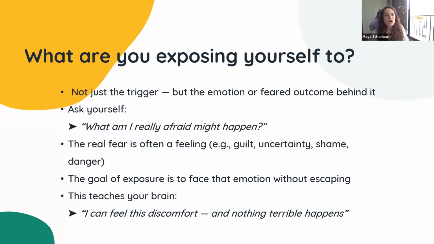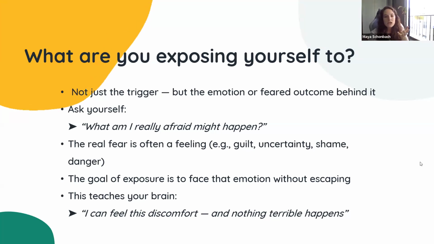Okay, so when we talk about exposure in ERP, it's easy to focus only on the trigger. So for example, the knife, or maybe touching a doorknob or seeing a certain image. But what you're actually exposing yourself to is deeper than just this trigger. You're exposing yourself to and facing the emotion or an underlying feared outcome that the trigger brings up. So to understand what your feared outcome is, ask yourself, what am I really afraid might happen? And then continue with that. We call it the downward arrow. It's, and then what? And then what? And then what?